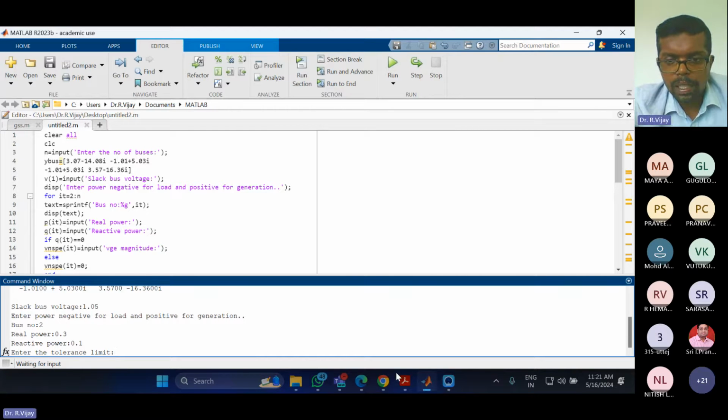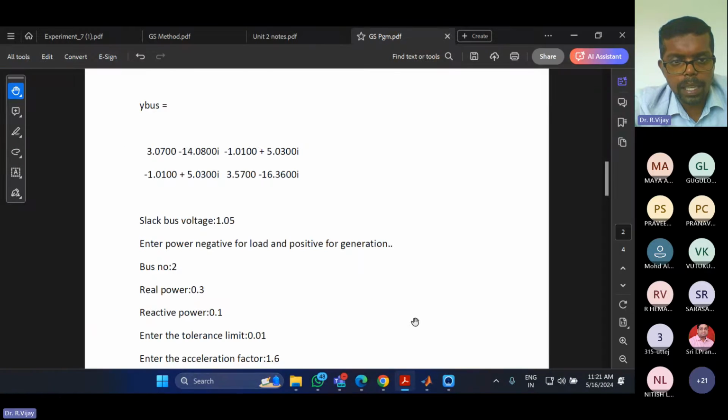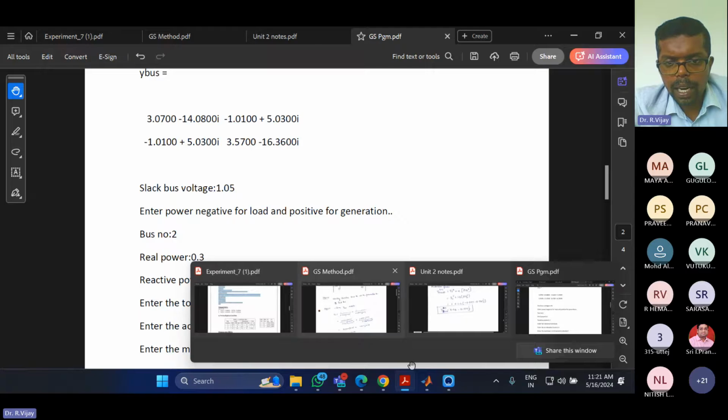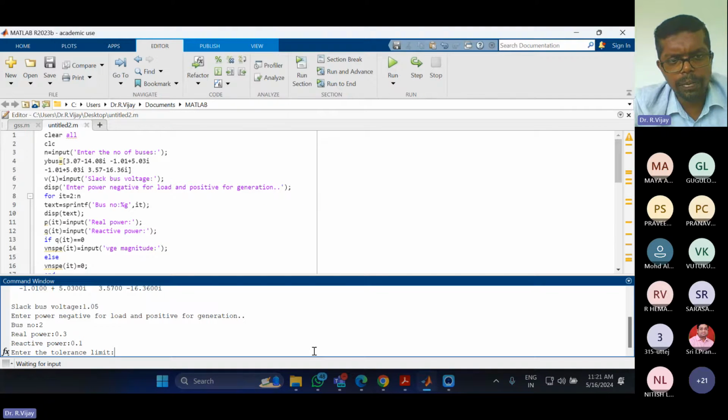Next, tolerance limit. The tolerance limit we have taken as 0.01. You can take the same value, and you can also try with different tolerance limit values. Let's try with 1, 0.1, 0.01, 0.001 and see how the result will be. That you can also try, nothing wrong in that.